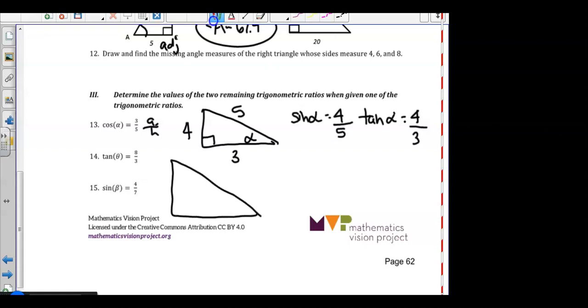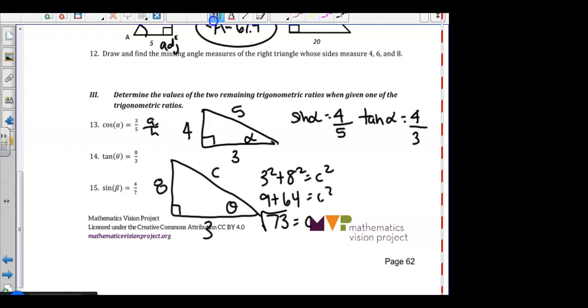I'm going to label what I know. Tangent of theta equals opposite over adjacent. So now we need to find the hypotenuse. So let's do that math. 3 squared plus 8 squared equals c squared. That's 9 plus 64. And so that will be 73. So the square root of 73 is the length of the hypotenuse.